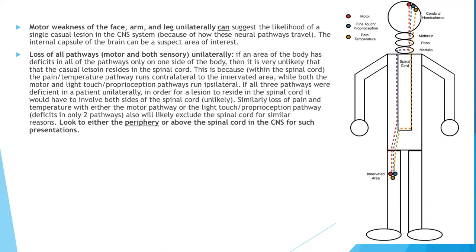Similarly, loss of pain and temperature with either the motor pathways or the light touch proprioception pathways, deficits in only two pathways, also will likely exclude the spinal cord for similar reasons.